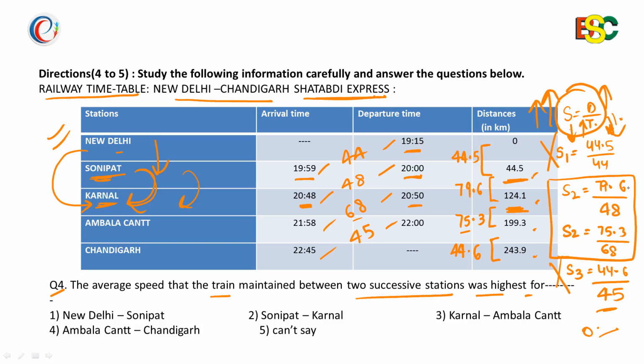If you focus on these two numerators, they are very close to each other, but the denominators have a good difference between the two. So we all know, less the denominator, more the speed, and 48 is less than 68. So definitely, sorry, this is S2 and this is S3. So S2, that is the speed between Sonipat and Karnal, is the maximum. That is, option 2 is the correct answer.